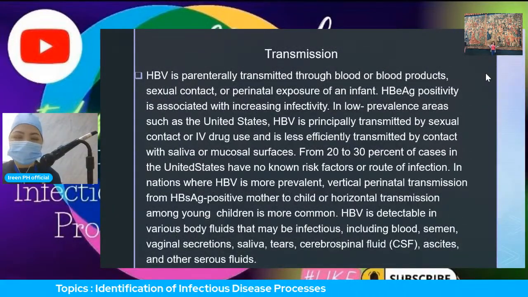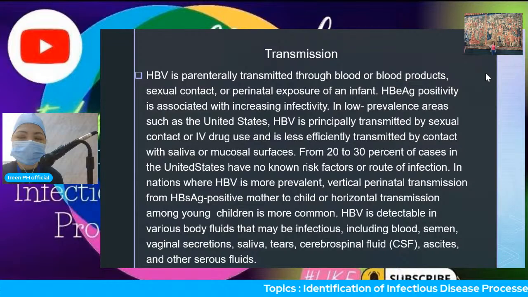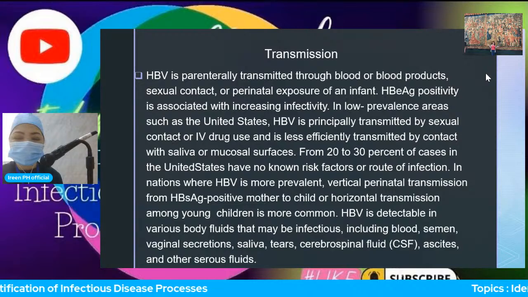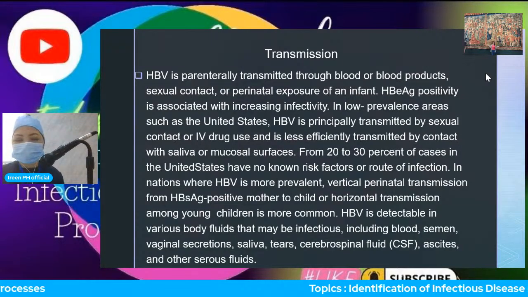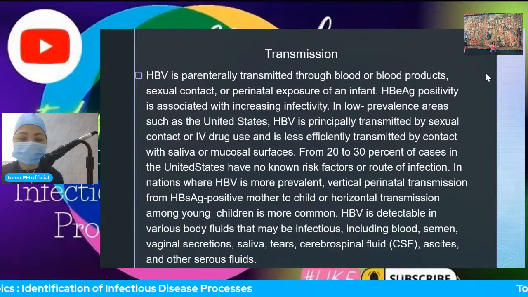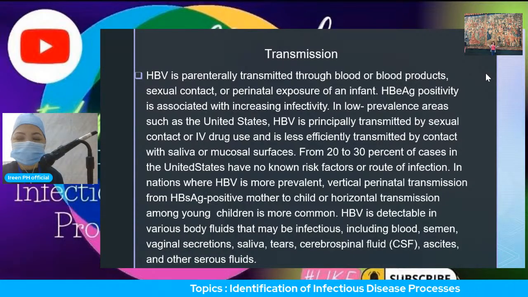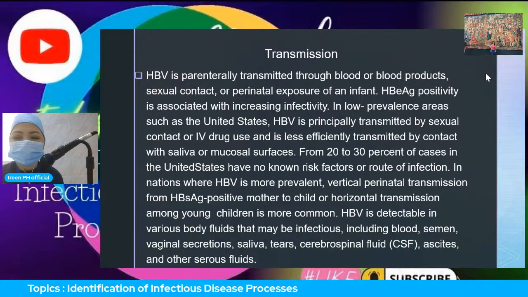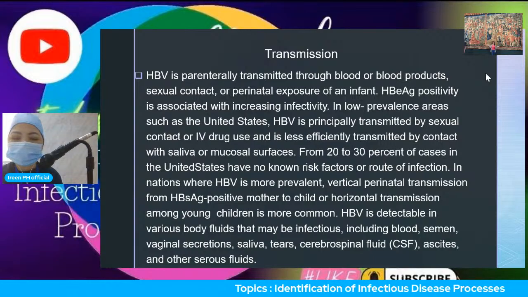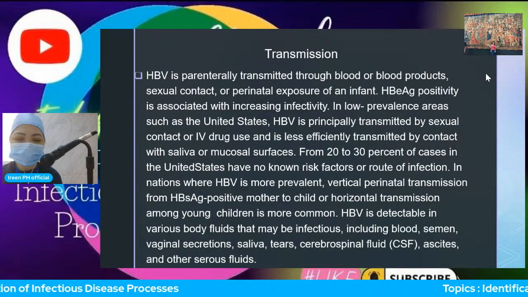The transmission of hepatitis B virus is parenteral, through blood or blood products, sexual contact, or perinatal exposure of an infant. HBeAg positivity is associated with increasing infectivity. In low prevalence areas such as the United States, it is principally transmitted by sexual contact or IV drug use, and less efficiently transmitted by contact with saliva or mucosal surfaces.